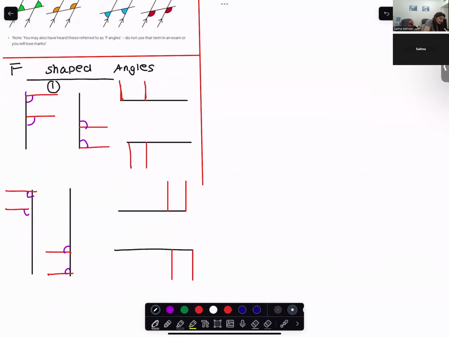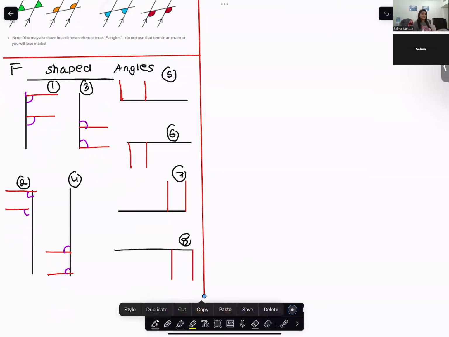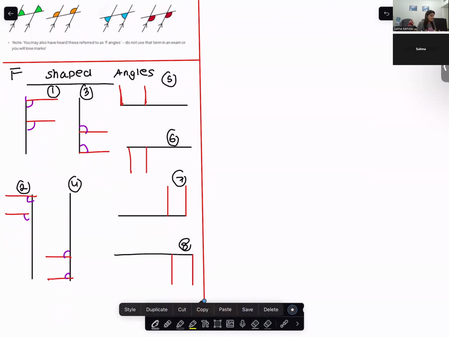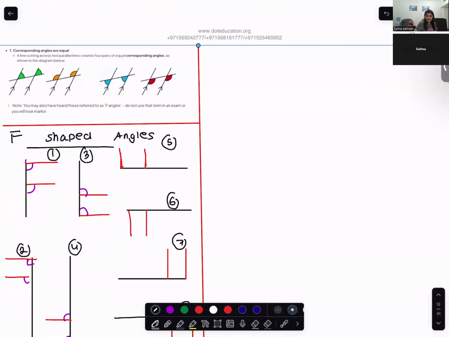And the F-shaped angles are called what? They are called corresponding angles, and the set of corresponding angles are equal. It's very important that you ensure you know the shapes of all these angles and you take time to draw them, because when the sums come, it becomes much easier for you. Corresponding angles.